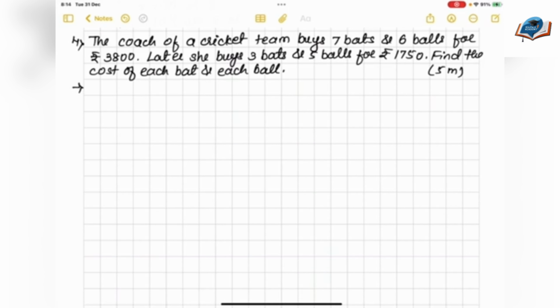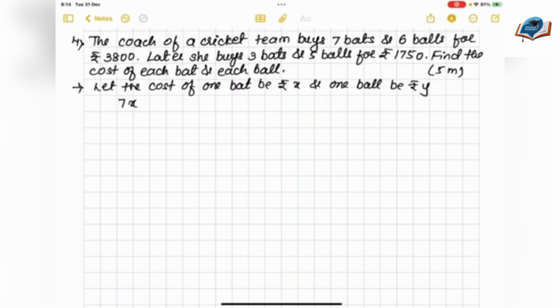So let the cost of one bat be rupees X and one ball be rupees Y. So now according to the situation, first equation will be 7x plus 6y equal to 3800. So this will be the first equation. Second will be 3x plus 5y equal to 1750.